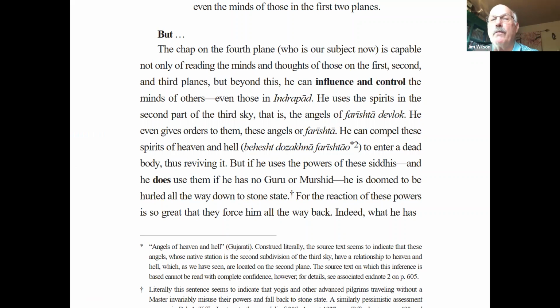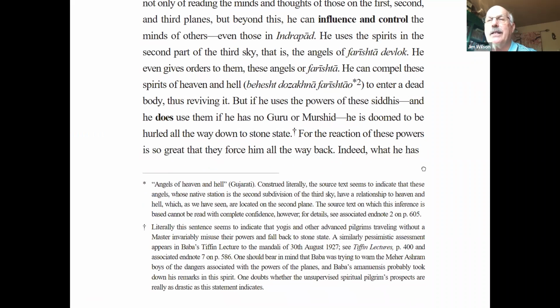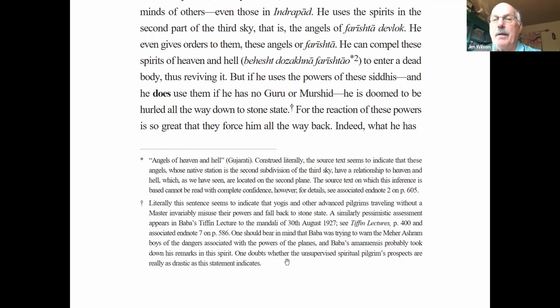He can compel these spirits of heaven and hell to enter a dead body, thus reviving it. But if he uses the powers of these cities, and he does use them, if he has no guru or murshid, he is doomed to be hurled all the way down to stone state. Footnote: literally, this sentence seems to indicate that yogis and other advanced pilgrims traveling without a master invariably misuse their powers and fall back to stone state. A similarly pessimistic assessment appears in Baba's Tiffin lecture to the Mandali on 30th August 1927. See Tiffin Lectures, page 400, and associated note 7 on page 586.